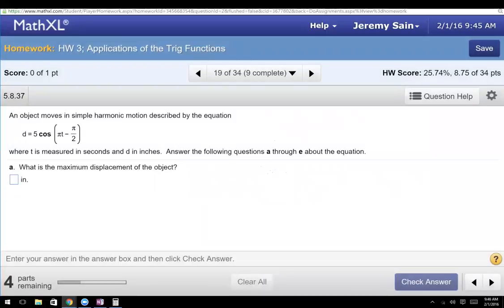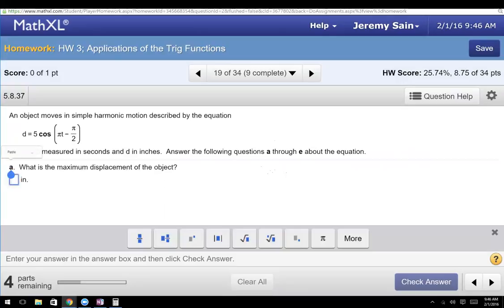Let's do one more and we'll call it good. Okay, I didn't think we would have that, but I guess we do. So we'll talk about that here in a second. Let's do the part we can do. What's the maximum displacement going to be? 5. Boom.